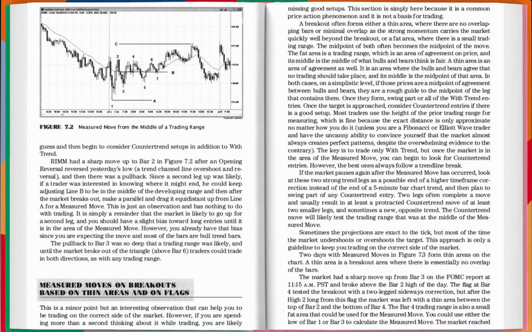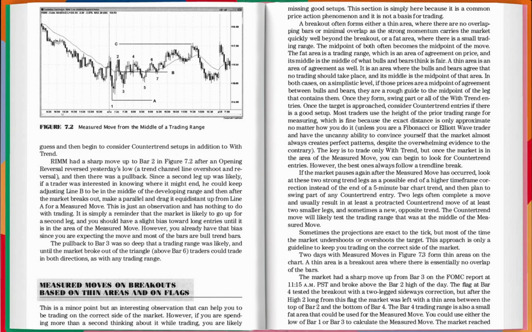The 2 days with measured moves in Figure 7.3 form thin areas on the chart. A thin area is a breakout area where there is essentially no overlap of the bars. The market had a sharp move up from bar 3 on the FOMC report at 11:15 a.m. PST and broke above the bar 2 high of the day. The flag at bar 4 tested the breakout with a two-legged sideways correction.